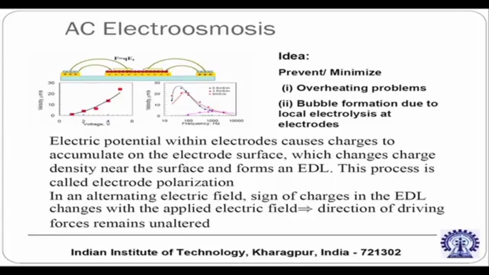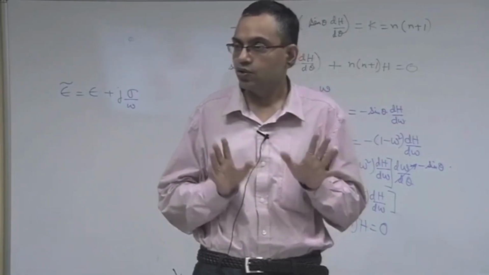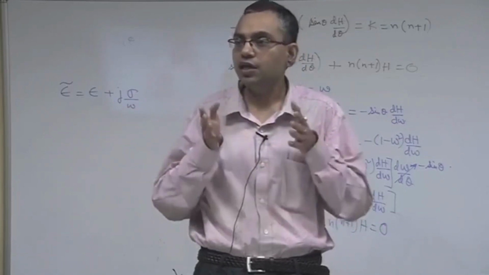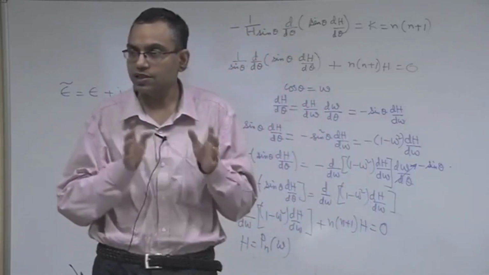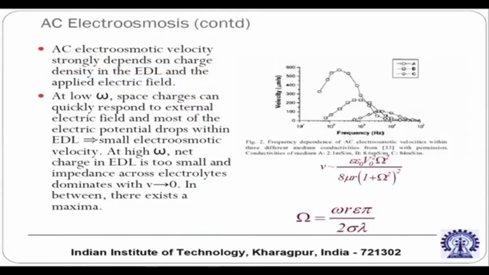So if you have an alternating polarity, then the charge density flips its sign, and the electric field also flips its sign. So the sign of the product remains the same. So despite the alternating nature of the field, you still have the same direction in which the body force is acting, which is a very interesting facet of AC electroosmosis.